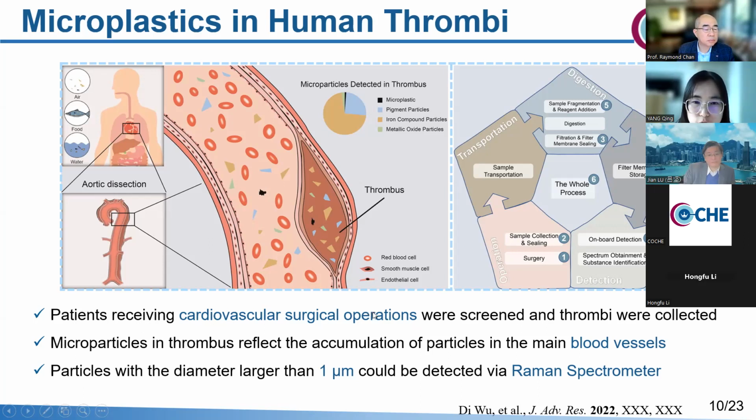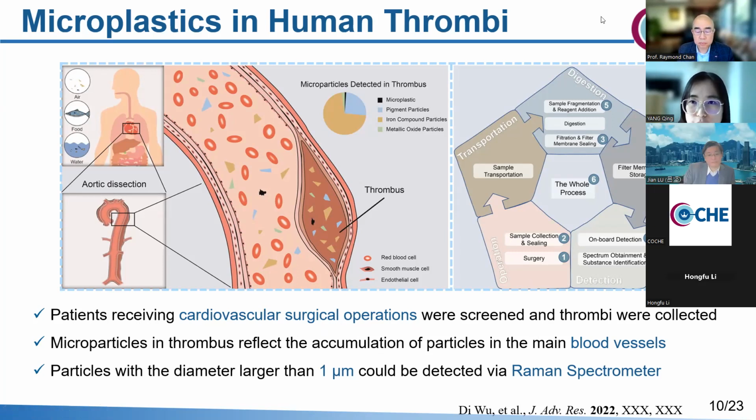Because during the formation and enlargement of thrombuses, they can trap the content in the vascular system and become a reservoir of microparticles. So analyzing the quantity and type of microparticles in the thrombus can reflect the accumulation of microparticles in the main blood vessels.